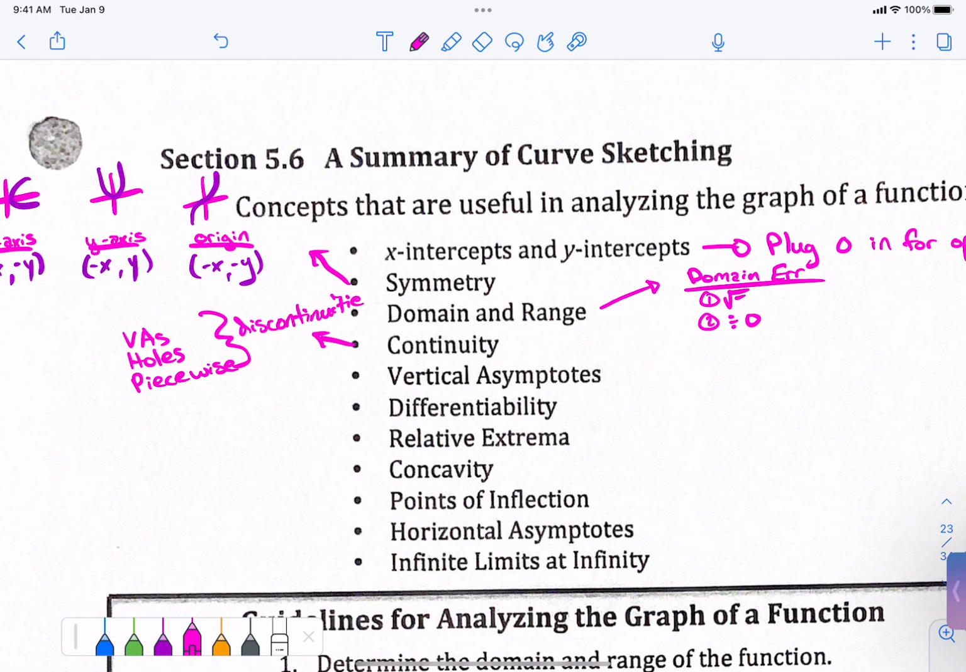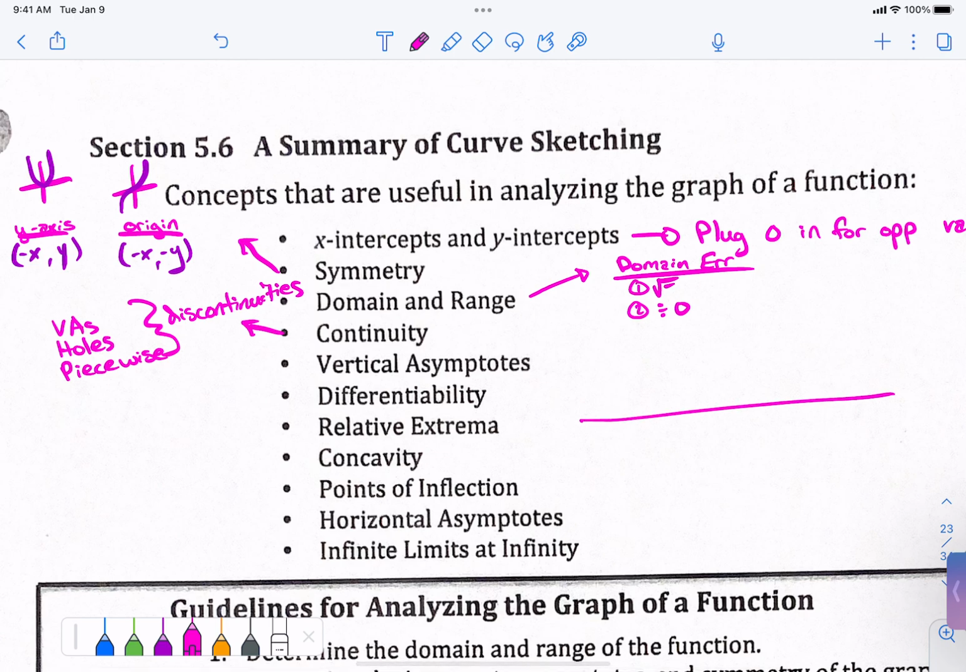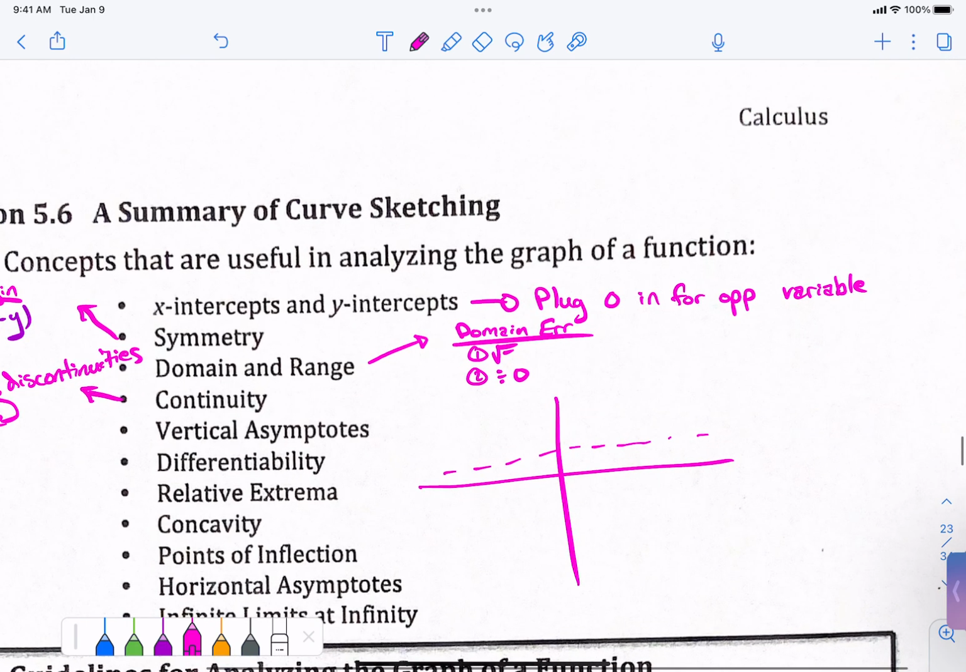Wait, why is it VA and not HA? HA doesn't cause a discontinuity. Why not? Because when you're talking about continuous functions, you're talking about the x coordinate. So like an HA, right here, don't draw this, but let's say this is an HA, and you have a function that's just an exponential function. So it's doing this, and it has a domain of all reals. It's not going to derail at any point, even though it has an HA.